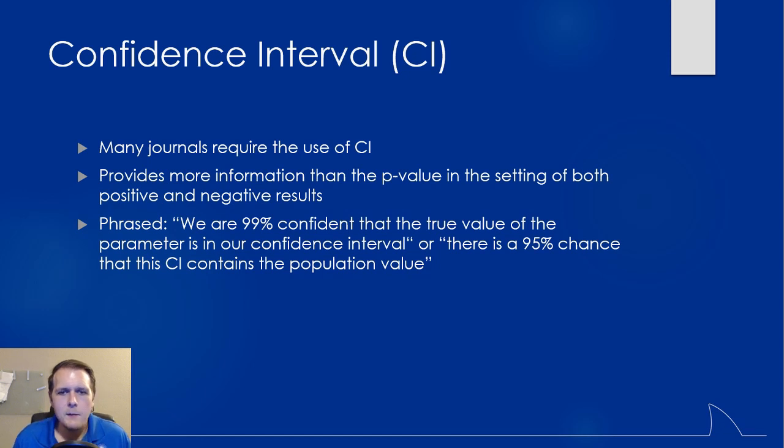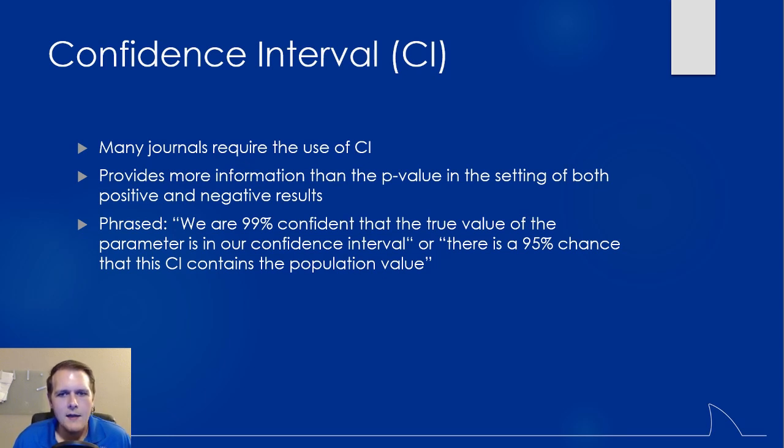Oftentimes when you're reading articles in a journal, you're going to find that they do require the use of the CI. And actually what you're going to find is that a lot of people just look at the p-value and say, oh, okay, the p-value is less than 0.05. This must be interesting results or must be good, quote unquote. However, the confidence interval tends to tell you a lot more about what's going on with the results of a study than any p-value ever can.